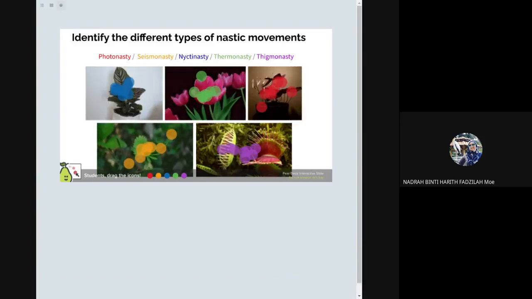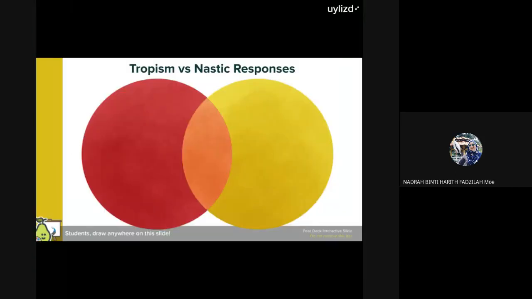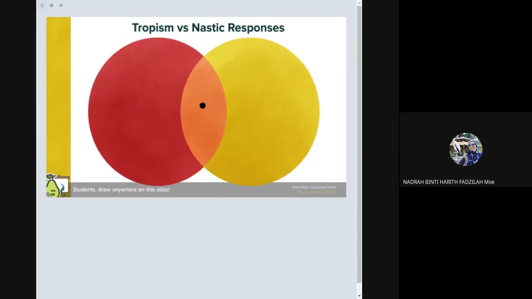Okay. So for the next one, since we have discussed about tropic responses, tropism dengan nastic responses, can you identify differences and similarities between tropic and nastic responses, apa yang sama, apa yang tak sama antara keduanya?